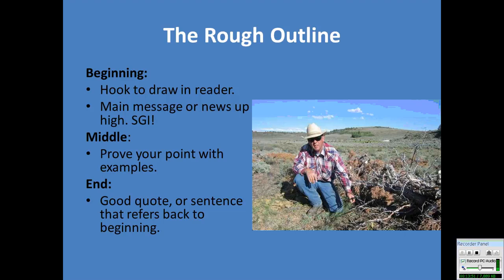So you've got maybe 1, 2, 3 paragraphs to keep people's attention. We call this the inverted triangle in journalism, but that's not quite what I'm talking about here. What I'm really talking about is just a hook that draws people into the story, but we are getting some main message or news up front that we're going to then prove.